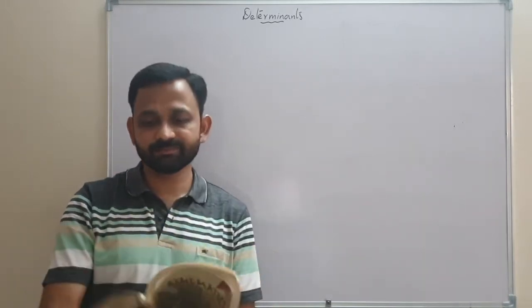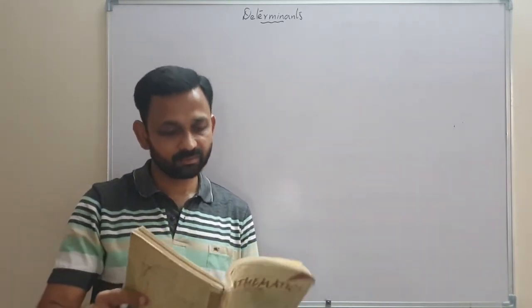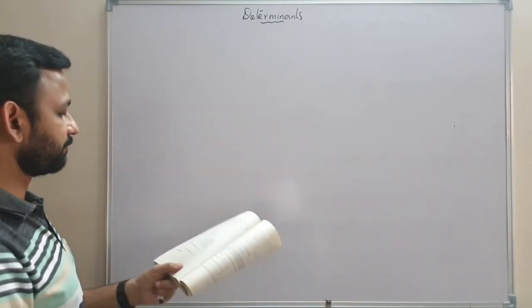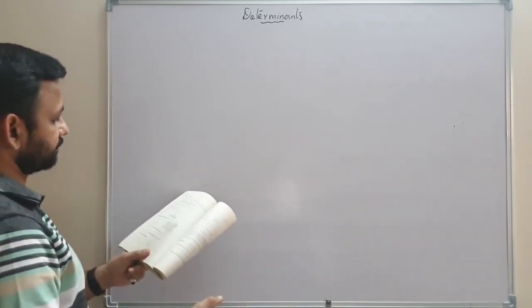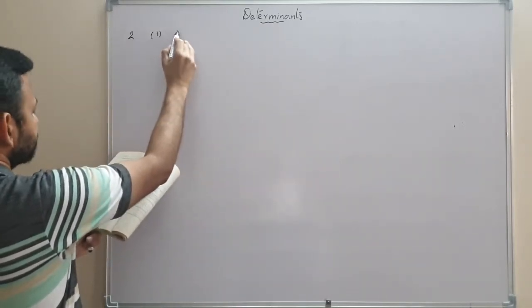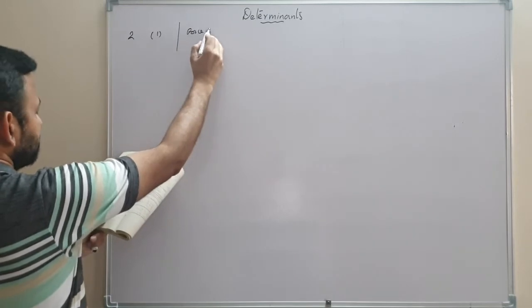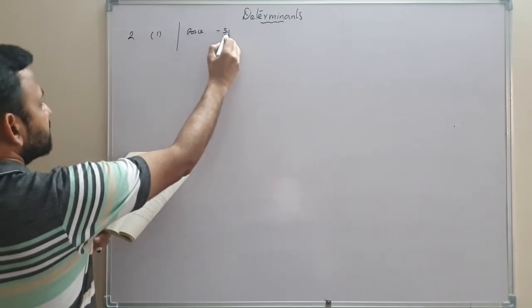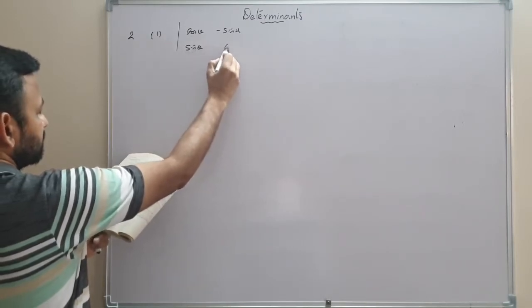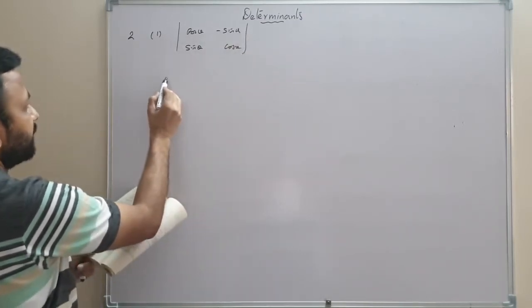Exercise 4.1. We can do question number 4. Second question we can do, second question, first part. Cos theta, minus sin theta, sin theta, cos theta. We need to find the determinant.